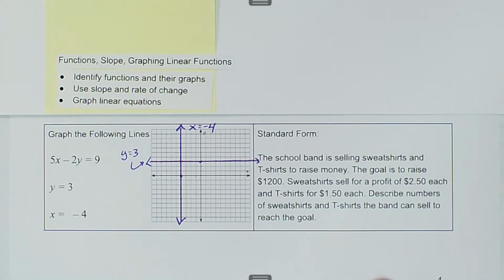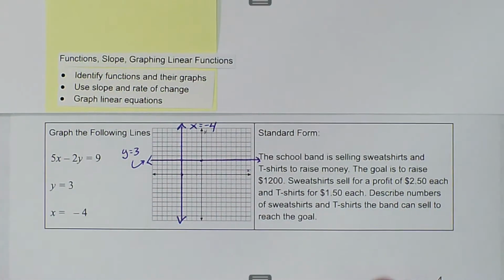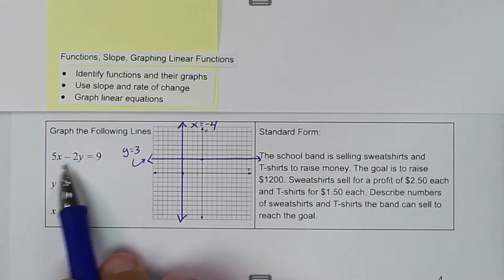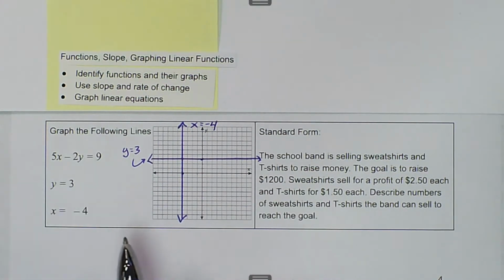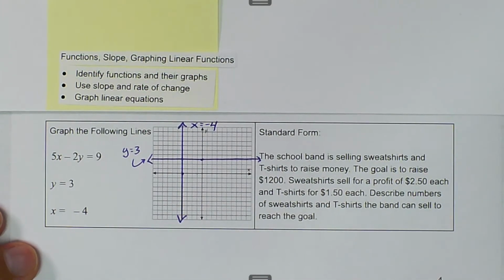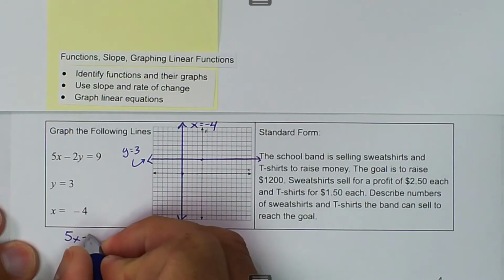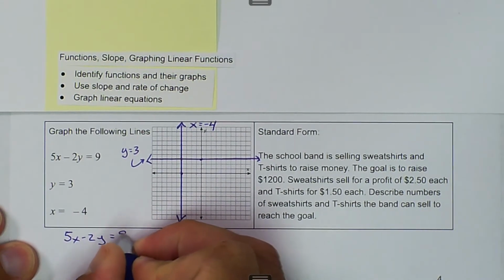The last one, this one, there's a couple ways you could do it. You could either find the x and y intercept by substituting 0 in for x and y and then calculating what it would be. Or you can solve to get y by itself. And that's usually what I pick, is solve to get y by itself. So I have 5x minus 2y equals 9.